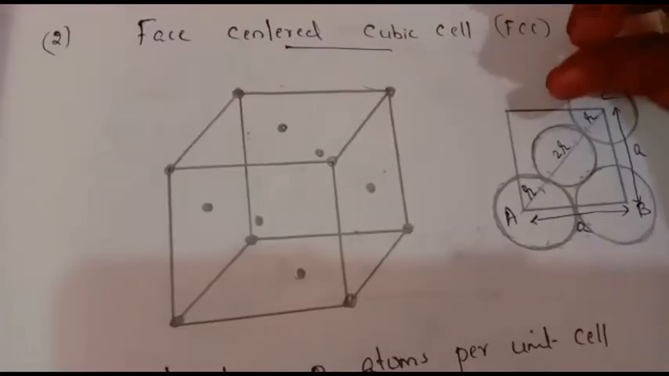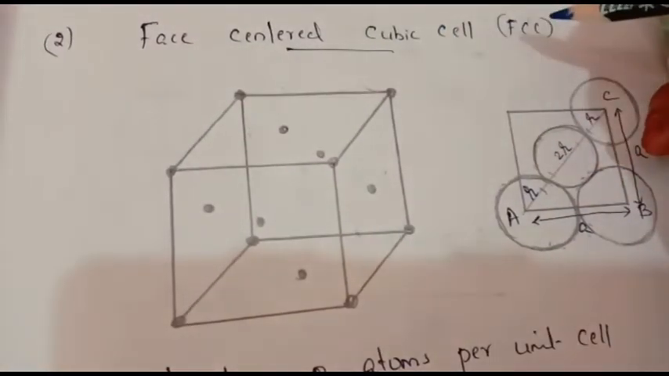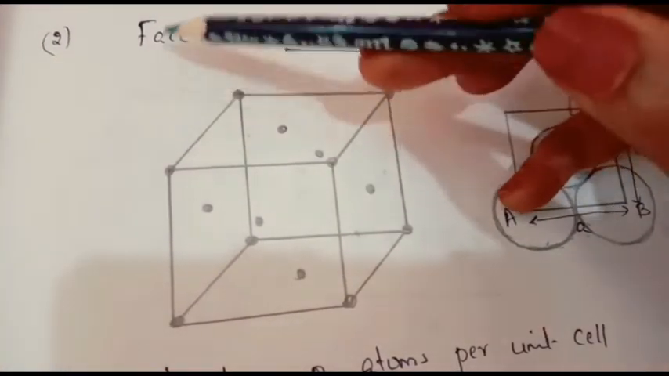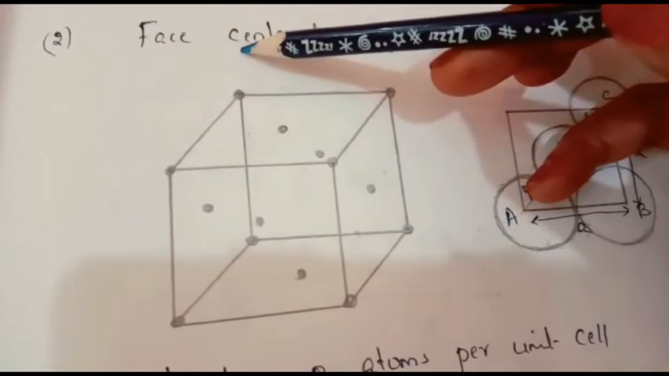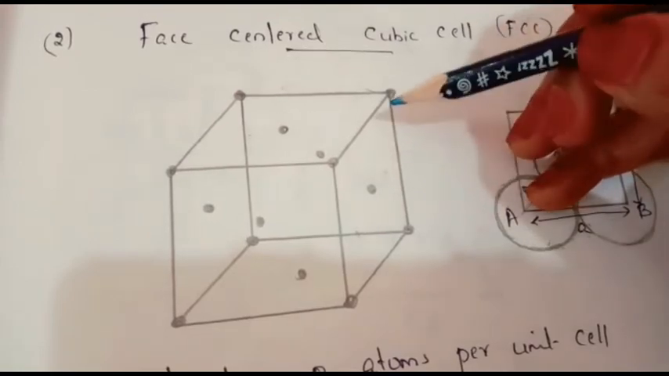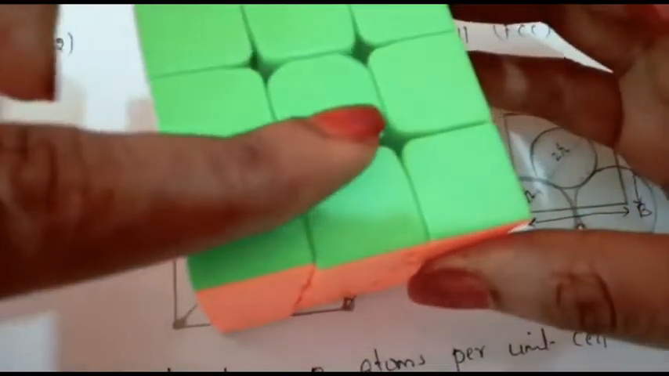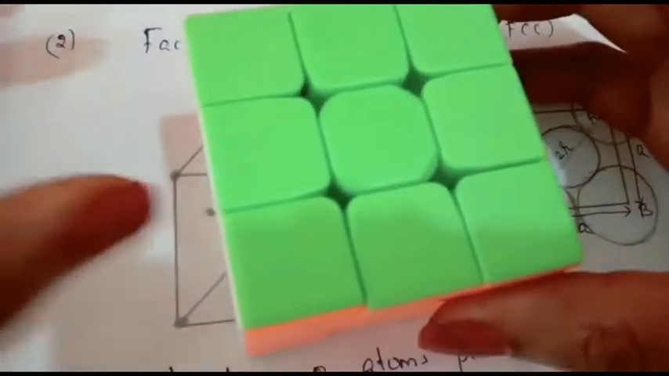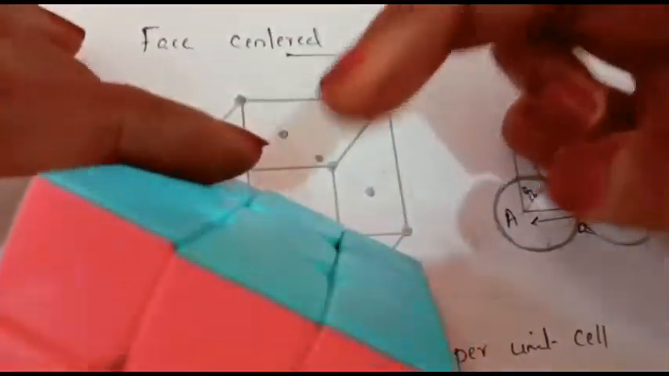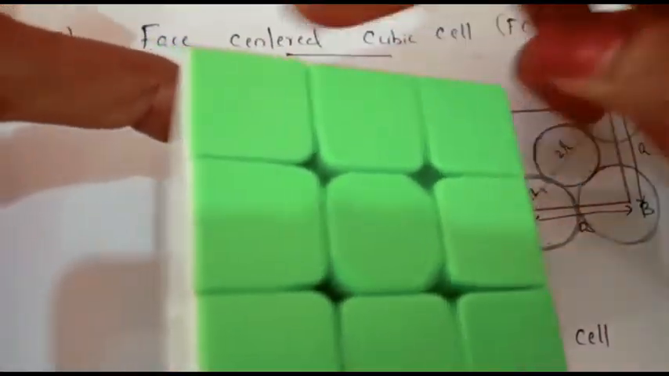The second type of unit cell is the centered unit cell. An example for that is the face centered cubic cell, or FCC. In a face centered cube, atoms are present at all the corners, and then an additional atom is in each face center. We know in a cube the total number of faces is 6: 1, 2, 3, 4, then 5, then 6. So atoms are present at all the corners and in the face centers.